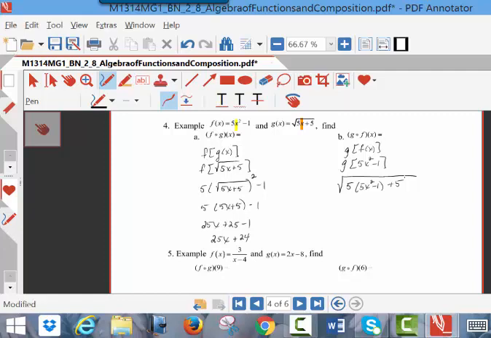And now I just clean this up. So this is the square root of 5 times 5 is 25. So this is 25x squared. 5 times a negative 1 is a negative 5. This simplifies into 25x squared, and the square root of 25x squared is just 5x. So you can see that they're different values. Sometimes, every now and then they'll be the same, but most times they're not.